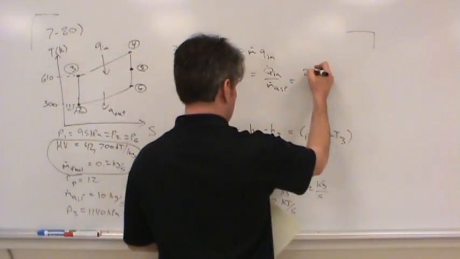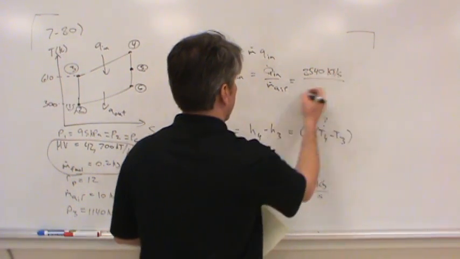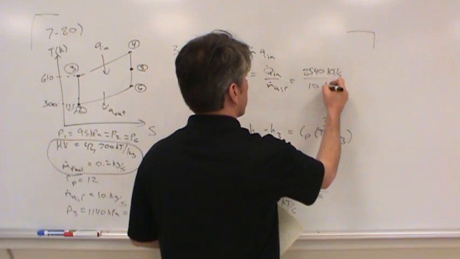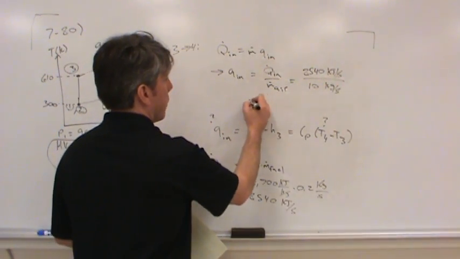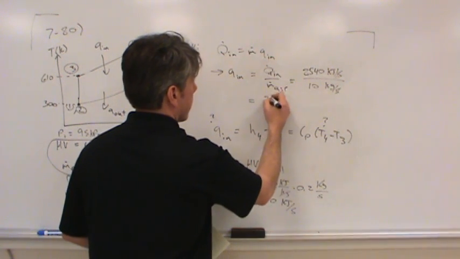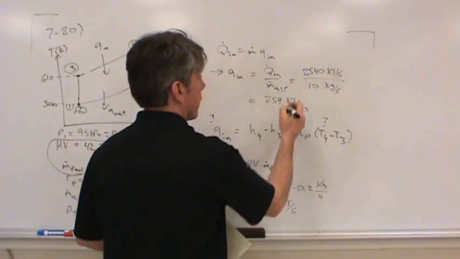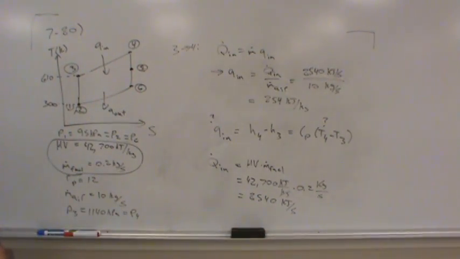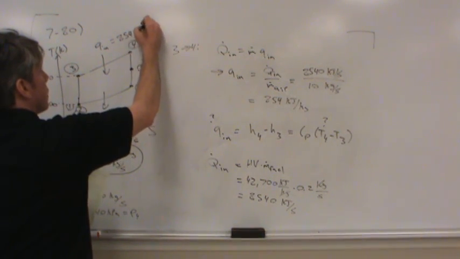So now let's take this 8540 kilojoules per second and divide it by the mass flow rate of air, which is 10 kilograms per second. You see the seconds go away. And basically, I mean, you can all do this in your head, right? 854 kilojoules per kilogram of air. That's the amount of heat that's added to every kilogram of air that flows through the burner section. Okay? So let me make a note of that. This is 854 kilojoules per kilogram.